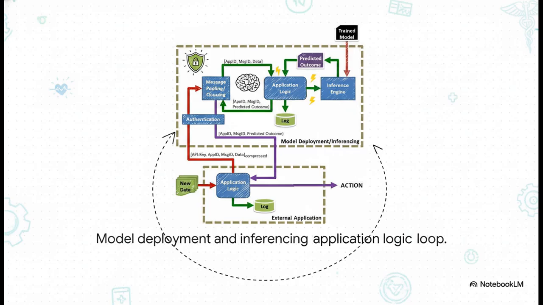Following that flow in action, picture new patient data entering the system. It hits the application logic of your agent, which instantly routes it up through an authentication layer because, let's be real, security is paramount in healthcare. The data, bundled up with message IDs, goes right into the inference engine, where your newly trained ML model lives. The model spits out a predicted outcome, which then cascades back down through the application logic, gets logged for strict compliance, and finally results in a concrete action. It forms this beautiful, complete, closed-loop pipeline.